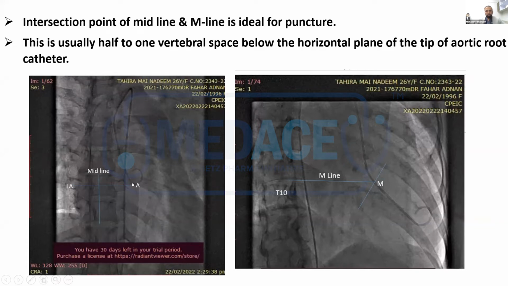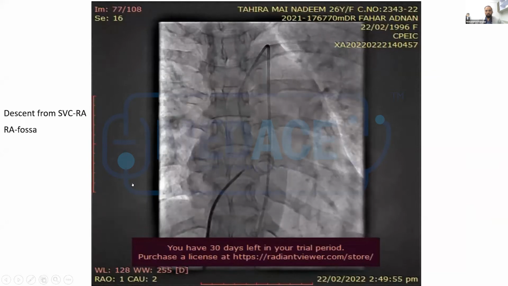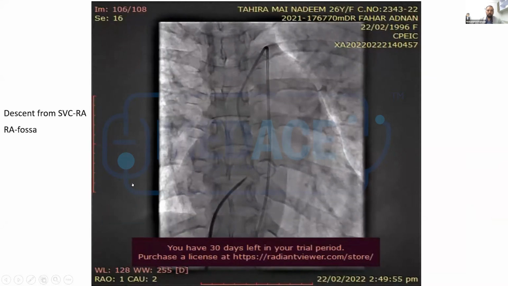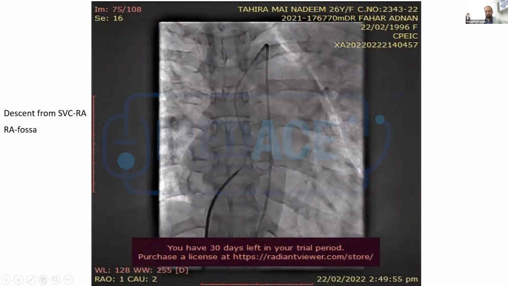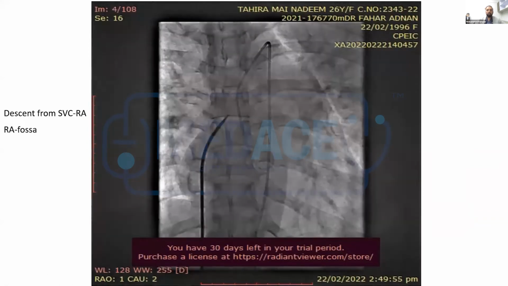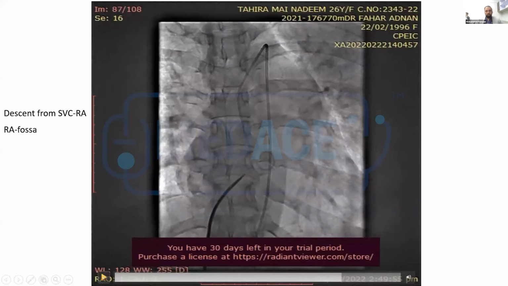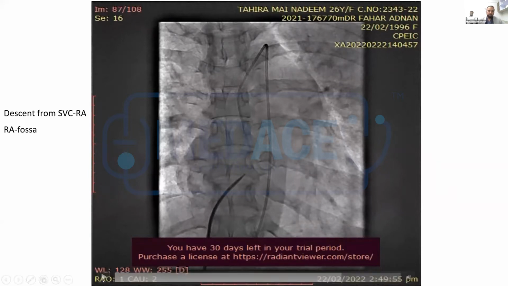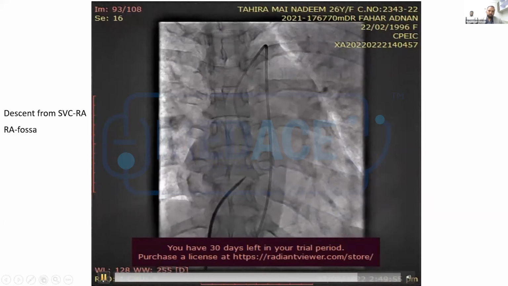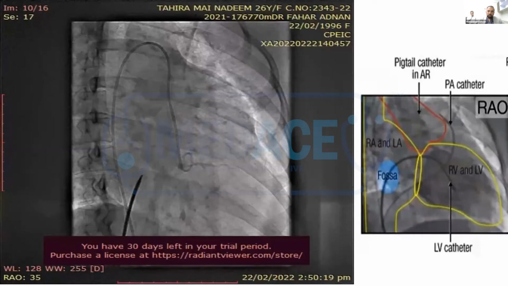So we took our assembly consisting of the puncture needle and the Brockenbrough from the left innominate vein, and you can well appreciate the descent from the SVC into the RA, the first movement or the first jump, which is clearly appreciated even in this view. And the second jump is from the right atrium to the fossa ovalis. Usually this jump is subtle, so it is not clearly appreciated. And some authors also mention a third jump, which is from the RA across the aortic root.